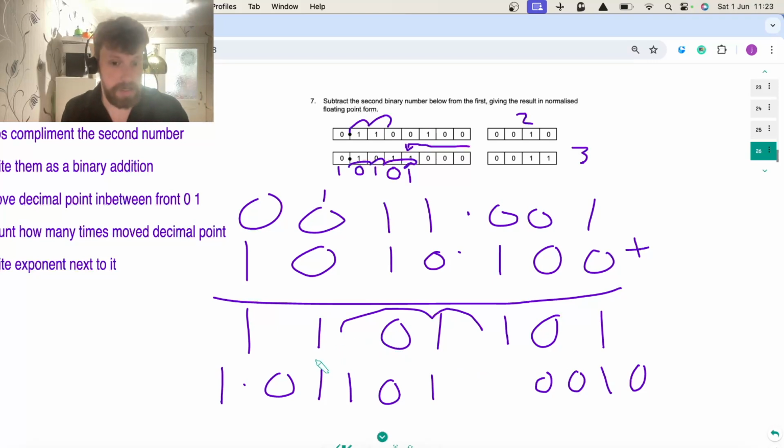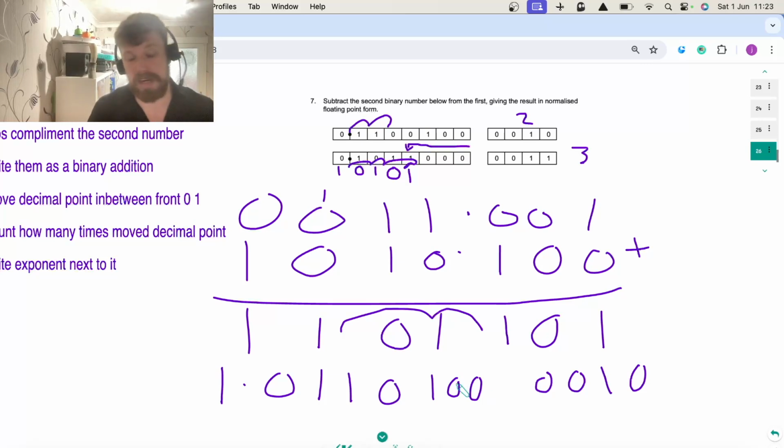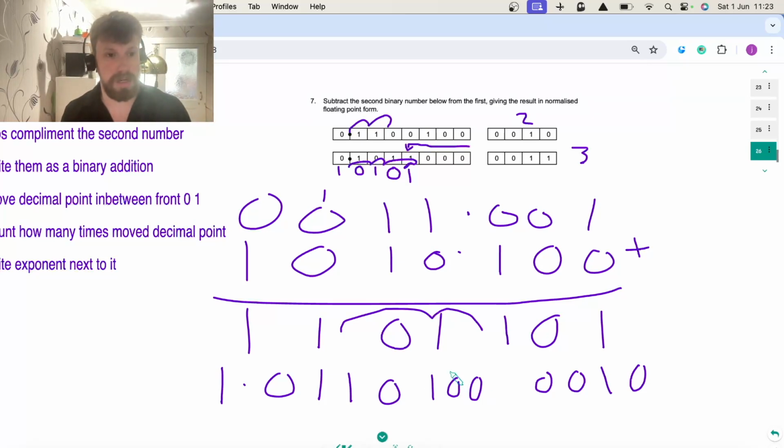If the question is asking you to put the mantissa in a particular number of bits, you just put in the correct number of zeros at the end. So if it was 8 bits, you'd just add in the correct number of zeros. And that's how you do it. So it's just looking out for those particular features. And that's how you do binary addition and binary subtraction.